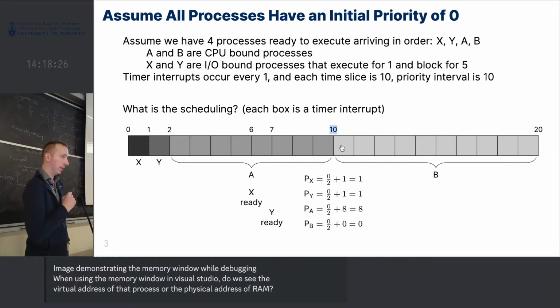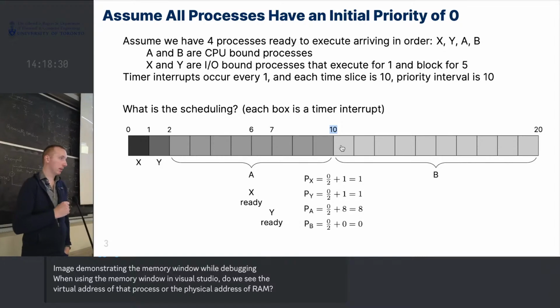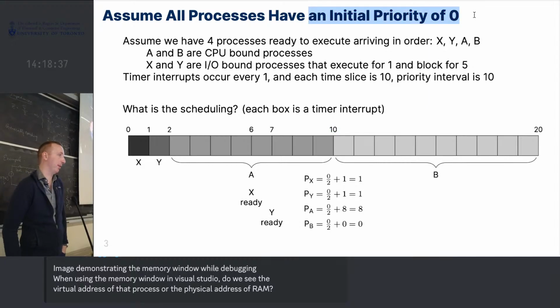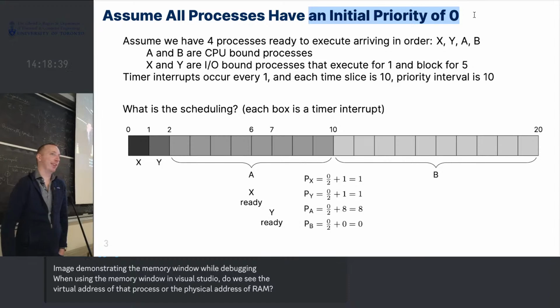Yep. Did you just arbitrarily decide that the priority of each process starts at 0? Yep. So here at the top, it says they all have an initial priority of 0. So arbitrary, yeah, but it's there. All right, any other questions?